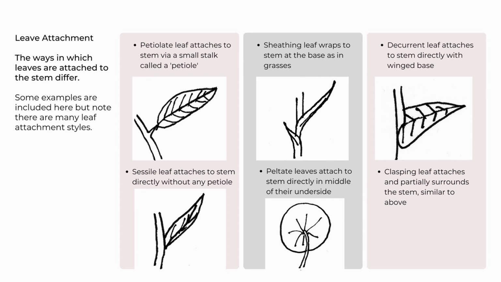A sheathing leaf will wrap around the stem at its base, as we see in grasses. And peltate leaves attach to the stems, but on their underside, right in the middle of the leaf. Decurrent leaves will attach directly to the stem and appear to wing off the sides of the stem, and a clasping leaf is very similar. There are many, many more attachment styles, but this might give you a sense of the diversity in Kingdom Plantae on attachment styles.